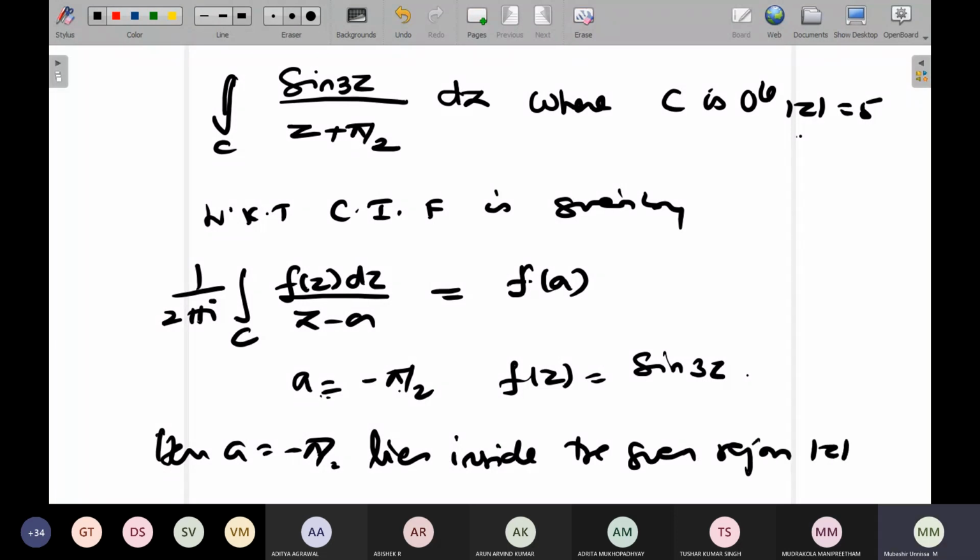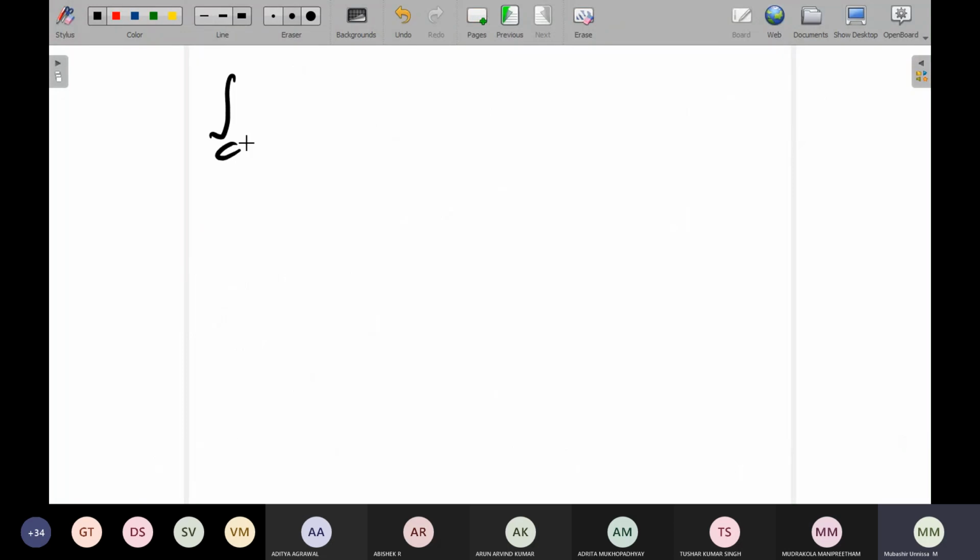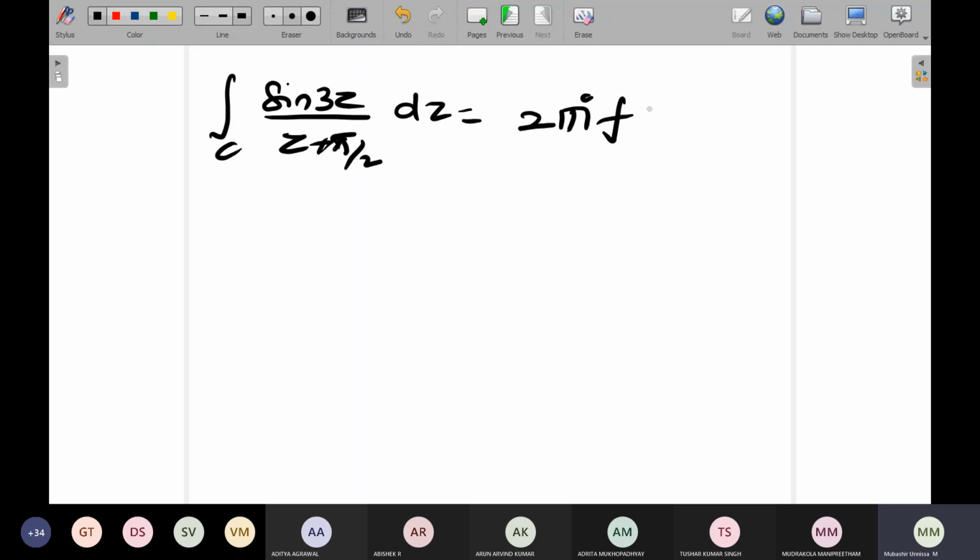Mod z is equal to 5. So therefore, you can use Cauchy integral formula and find out the value of this. Therefore, integral over C of sine 3z divided by z plus pi by 2 into dz will be equal to 2 pi i into f of a. Now you have to find f of a.